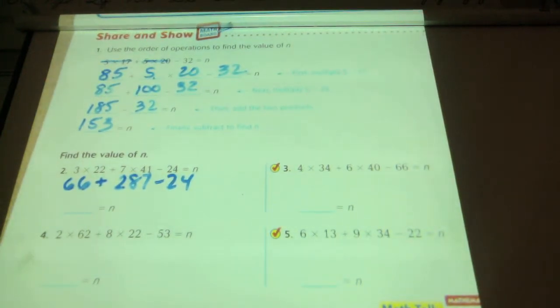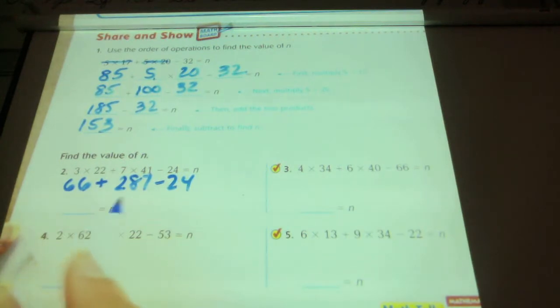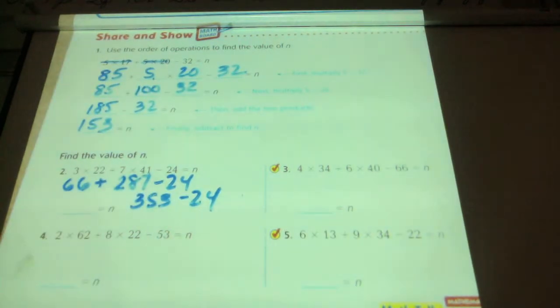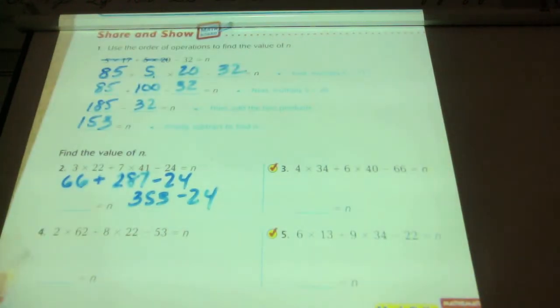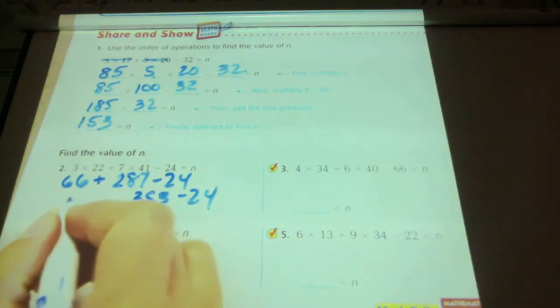287? All right, so then what am I going to do next? Raise a quiet hand if you can tell. Aiden, what'd you do? I did 287 plus 66. This plus this. How many of you did that next? What does that add to, class? 353. Minus 24 still. The last thing that we do, class, is what? What numbers do we subtract? 353 minus 24. And what did we get? 329.